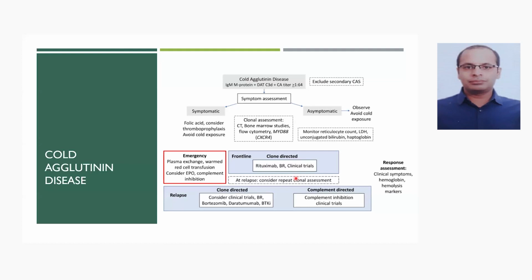If the patients are symptomatic, in those scenarios, you do the clonal assessment, give folic acid and thromboprophylaxis for all these patients. If they are very symptomatic, consider plasma exchange or warm blood cell transfusions, and the clone-directed treatment, usually with bendamustine rituximab, is the first-line treatment for such patients.